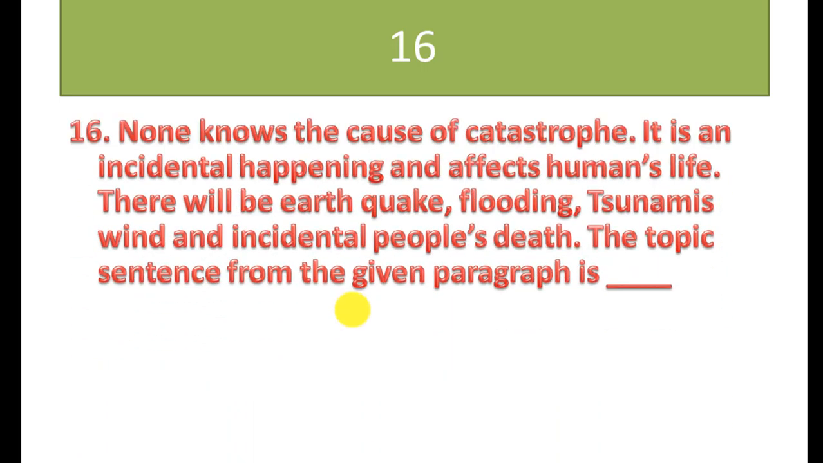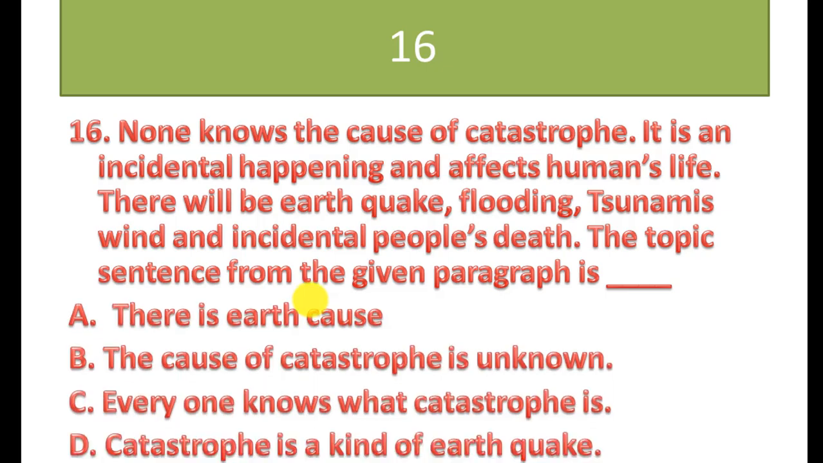Great. Question number 60. No one knows the cause of catastrophe as an incidental happening that affects human life. There will be earthquake, flooding, tsunamis, wind, and incidental people's death. The topic sentence from this given paragraph is what? This is a short paragraph. There is a topic sentence. A topic sentence is the base or the main idea of the paragraph that you write. So what is the topic sentence from this one?